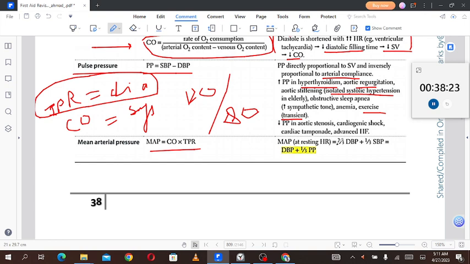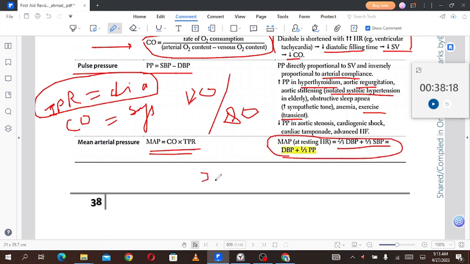Mean arterial pressure at resting heart rate is equal to 2/3 of the diastolic blood pressure. Let me revise this. Mean arterial pressure is equal to cardiac output multiplied by the total peripheral resistance. Mean arterial pressure at resting heart rate is equal to 2/3 of diastolic blood pressure plus 1/3 of systolic blood pressure. That is equal to what? That is equal to diastolic blood pressure plus 1/3 of the pulse pressure. So somehow these two equations are equal to each other. So keep that in mind.